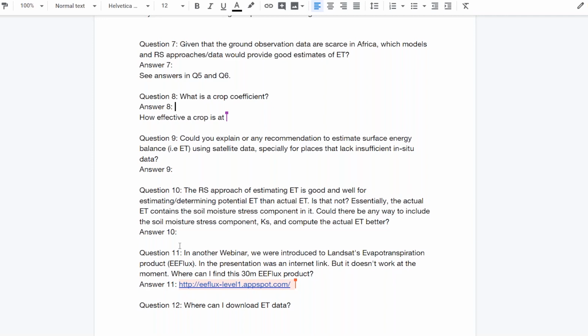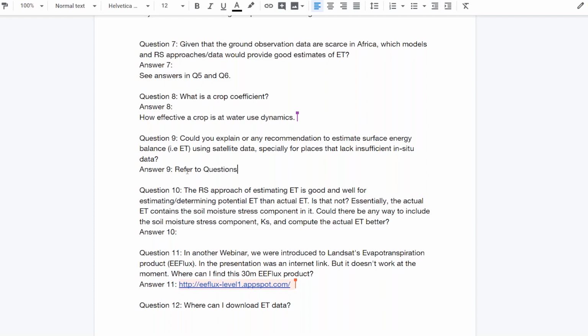Great. Question 9: could you explain or give any recommendation to estimate surface energy balance using satellite data, especially for places that lack sufficient in situ data? Yeah, I think this is also similar to questions 6 and 7. A lot of these energy balance models don't require in situ data, so they're able to be applied in areas where there is insufficient ground-based data.